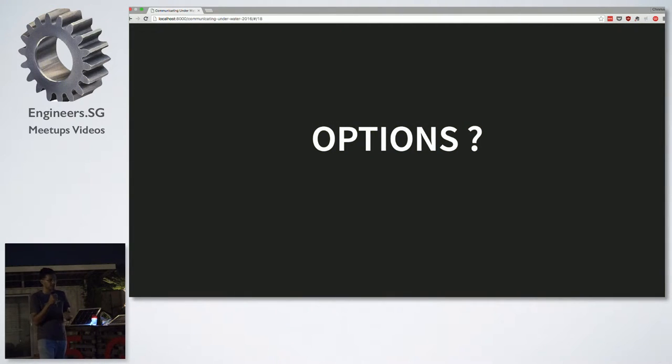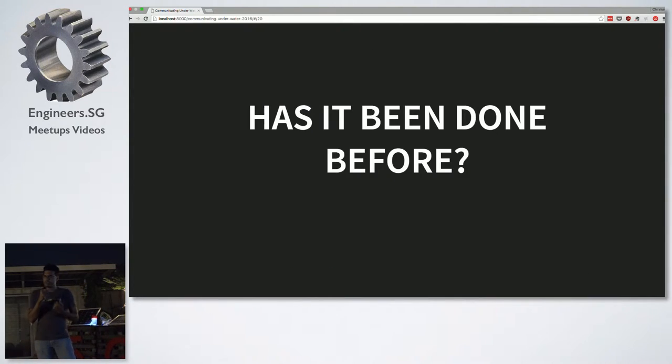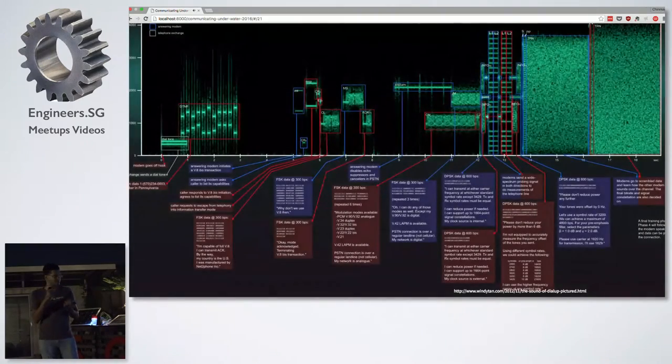So what are the options we have? Sound. Hey, dolphins use sound, right? This is like biomimicry. Why can't we use sound? And sound for communication, has it been done before? Do you guys remember this?